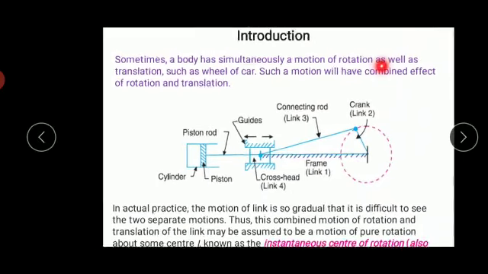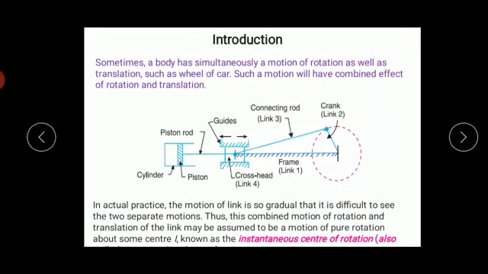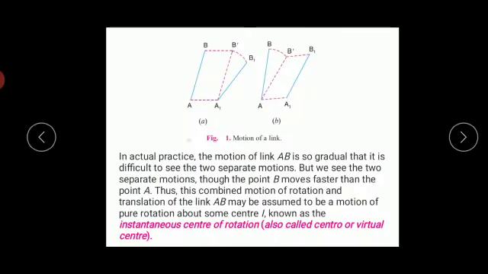Now in actual practice the motion of a link is so gradual that it is difficult to see two separate motions, and this combined effect of rotation and translation of any link may be assumed to be a motion of pure rotation about some center I, called the instantaneous center of rotation, or also called the virtual center. Now let us see this in detail.